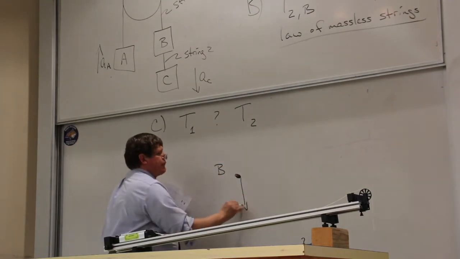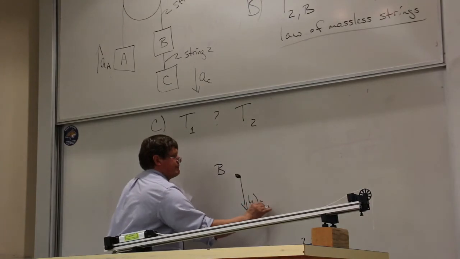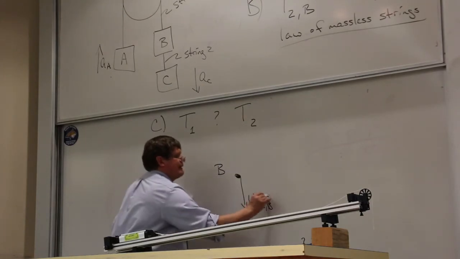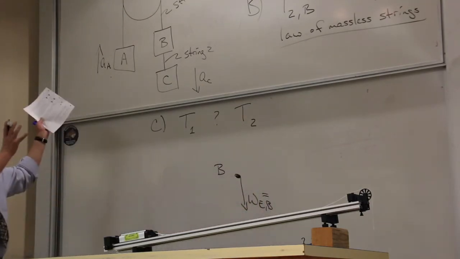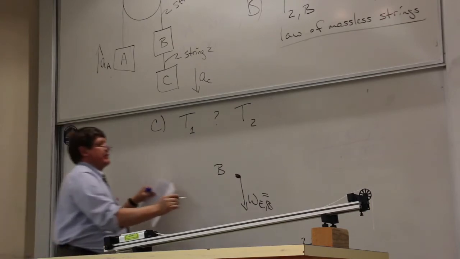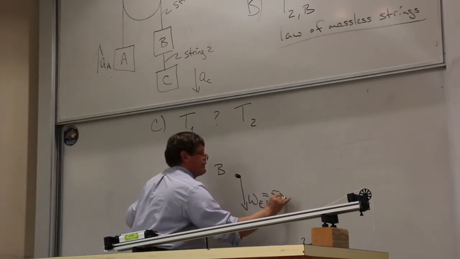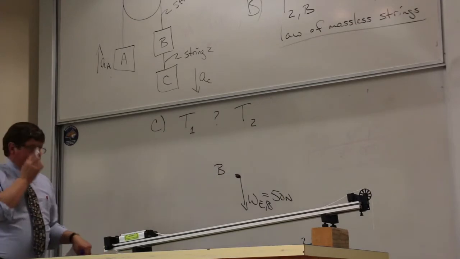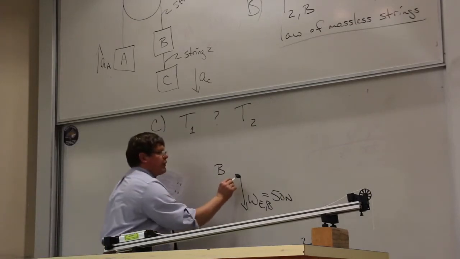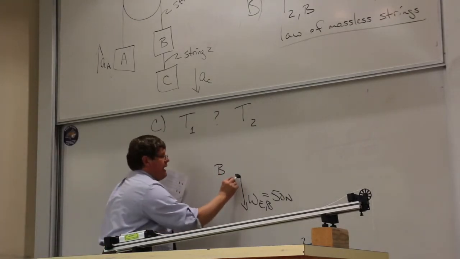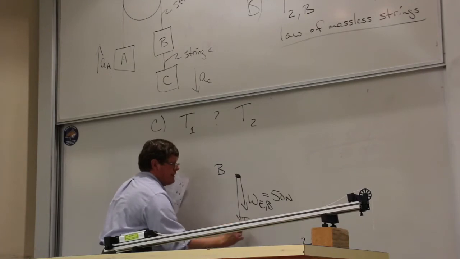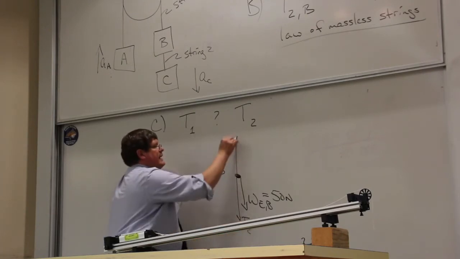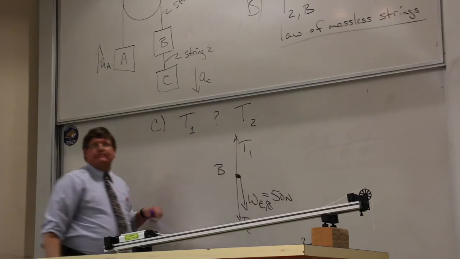Well, I've got a weight force for B. And let's say that we know that all the blocks are identical. Let's say the weight of each block is 50 newtons. I just made that up. Okay? And then I've got two forces besides the weight. I've got string 2 pulling down and string 1 pulling up.